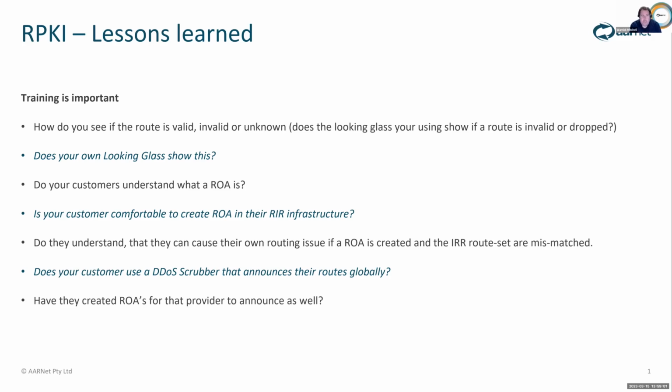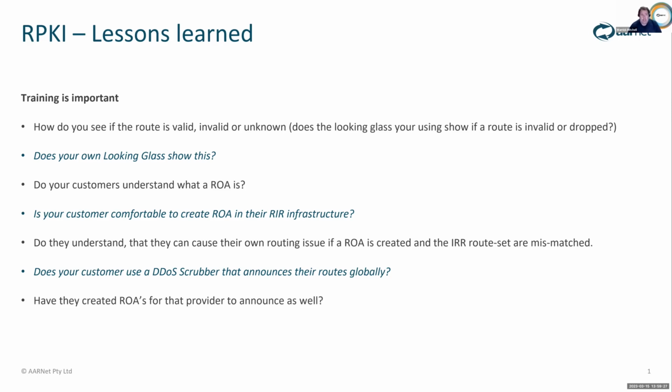But the really good question is, does your own looking glass tell you? Because you'd be surprised how many people's looking glasses won't tell you that a route is invalid, or that they don't know that they need to look for the word invalid, because this is one of the things that causes a lot of grief as people deploy RPKI, especially with route object validation.